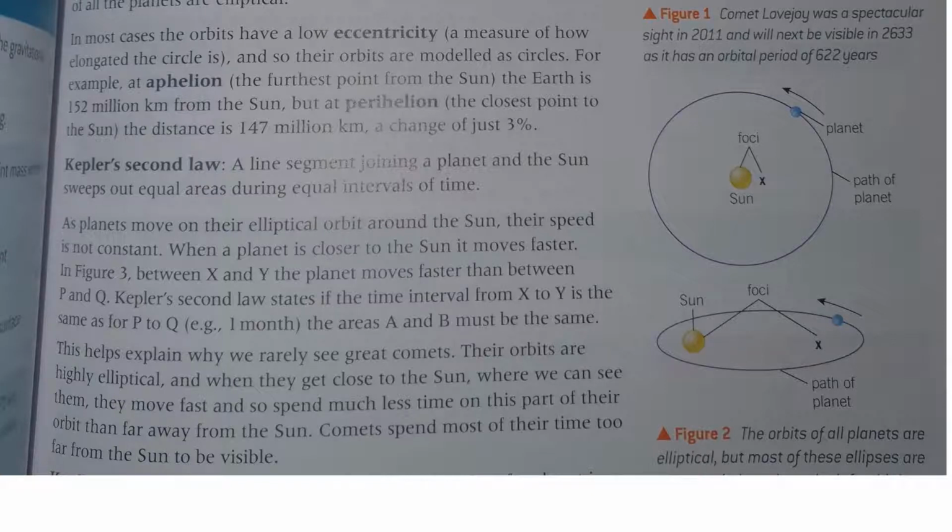Okay, so for example, at the aphelion, which is the furthest point from the sun, the Earth is 152 million kilometers, and at the perihelion, the closest point to the sun, the distance is 147 million kilometers. So perihelion means the closest point, and the aphelion is the furthest point.